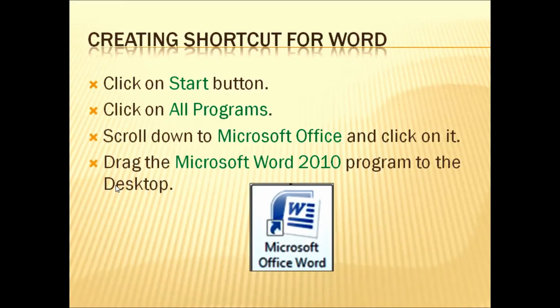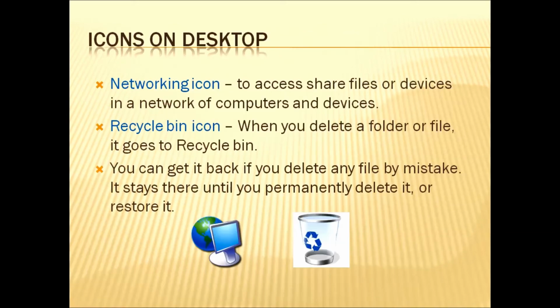Now these are all the steps for creating a shortcut icon. Understood? First we have to go to start, all programs, Microsoft Office, then for which one you have to create a shortcut icon, you have to drag and drop that one. Clear? Children, now we will see some of the important icons that are available on the desktop.